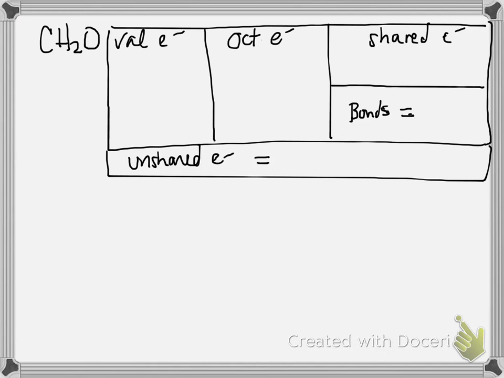Okay, we have CH2O. This is actually the formaldehyde molecule. And it's the first one we've done that has more than 2 kinds of atoms. But it doesn't make a difference. We still handle it the same. We'll figure out our valence electrons first. Of valence electrons. Now let's figure out our octet.